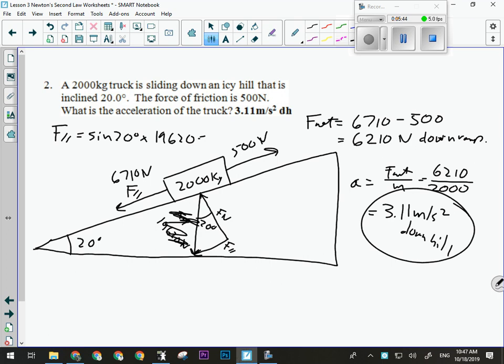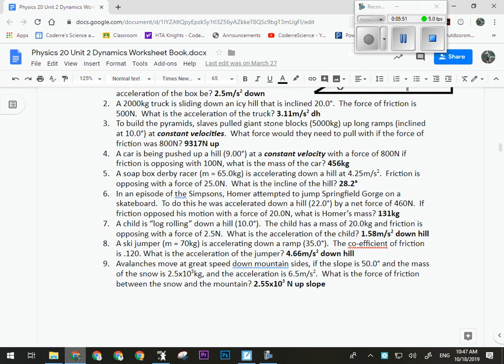All right, how many of you have done number 3? Okay. In number 3, what are the key words? Constant velocity. What's the net force in question 3? 0.